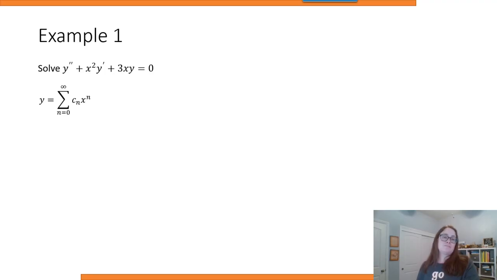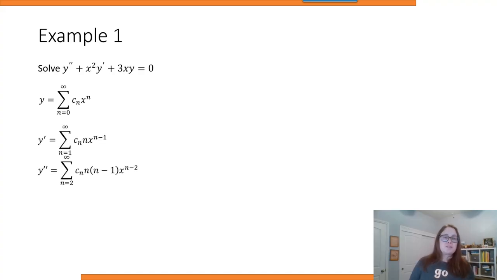So I'm going to let y equal the sum from n equals 0 to infinity of c_n times x to the n. And then I'll take its derivatives. I need the first and second derivative to substitute into this differential equation. So I'm just doing power rule. I get c_n times n times x to the n minus 1 for the first derivative, and that one's now starting at 1 instead of 0. And the second derivative is going to start at 2, and I get c_n times n times n minus 1 times x to the n minus 2 by just doing power rule.